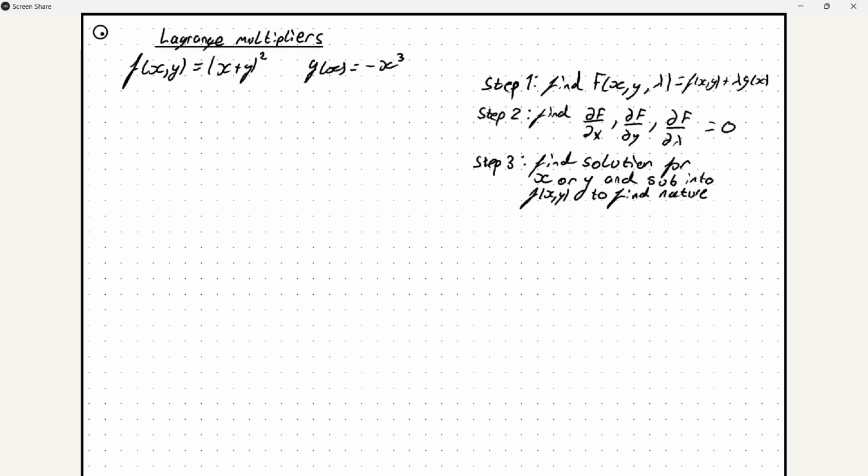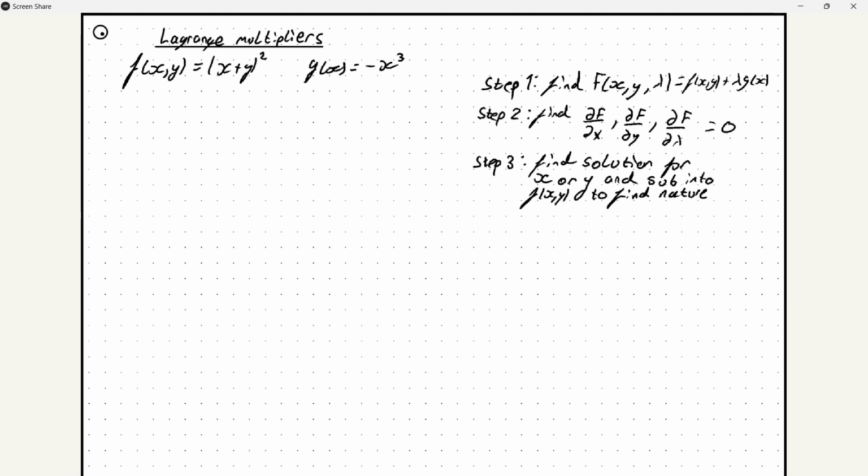Okay, today we're going to be doing an example on Lagrange multipliers. Now we're going to find the stationary points and also find their nature using Lagrange multipliers. Now, first step says find large F of x, y and lambda.